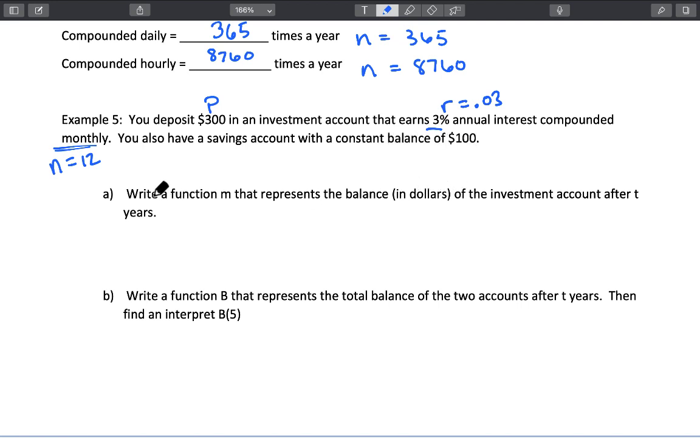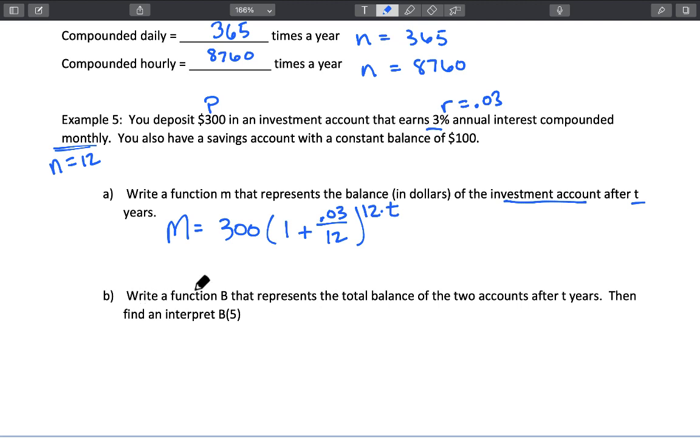All right, so let's first of all answer question A. It says write a function M that represents the balance in dollars of the investment account. Don't worry about the savings account. After t years. All right, so M is equal to my $300 deposit times 1 plus my interest rate, 0.03 divided by 12, all raised to the 12 times t number of years.